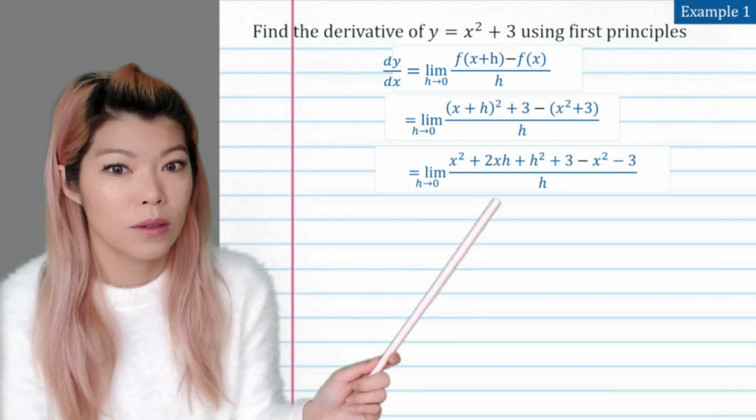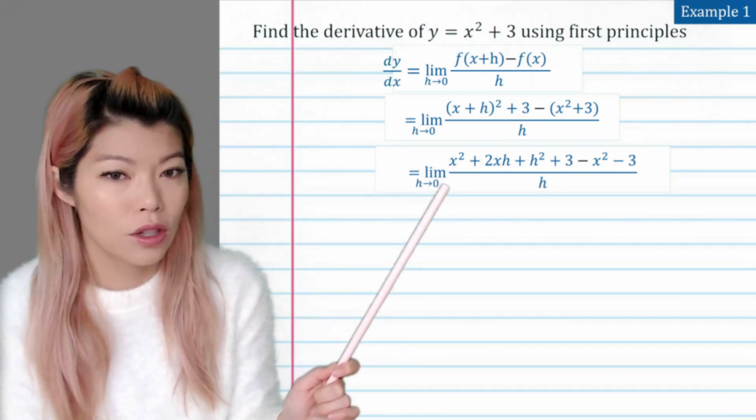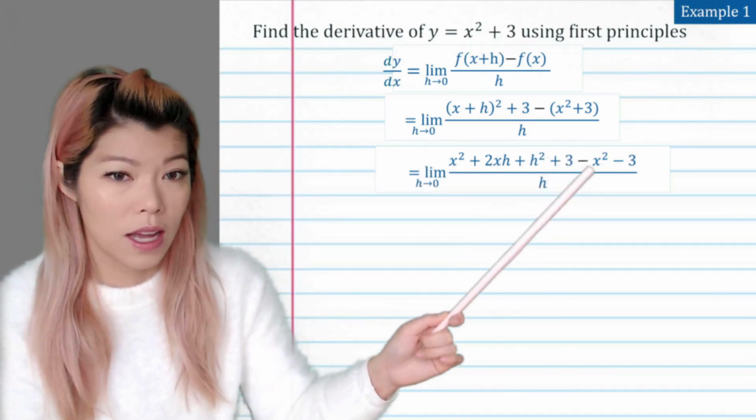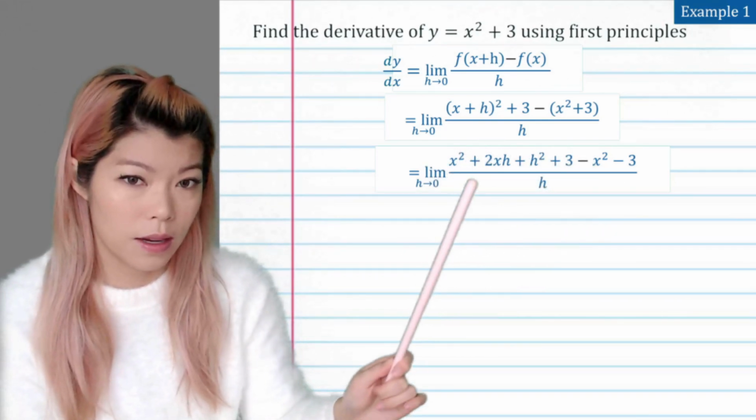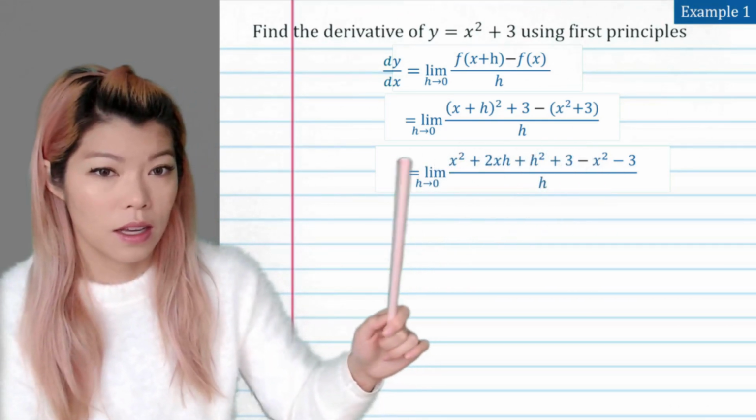We look at it and we're a little bit scared because there's so many things, but what can you do? You can always cross out the same terms.